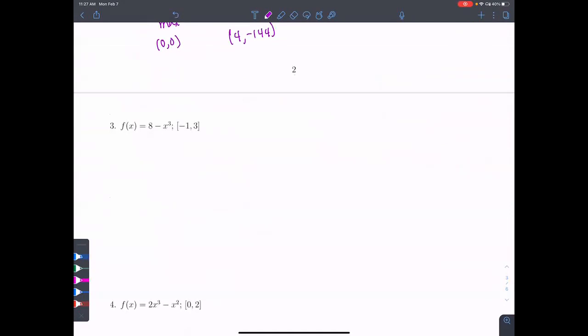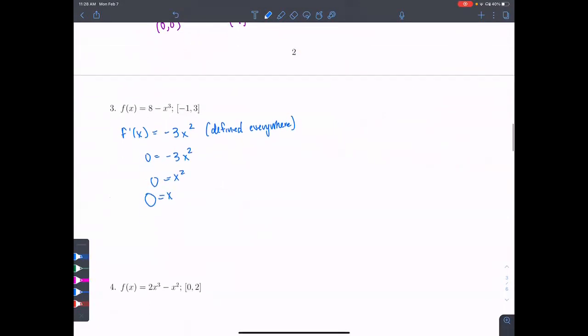Let's start there. We're going to take a derivative again to find a critical value. So f prime of x here, that 8 is 0, then this would be negative 3x squared. This is defined everywhere, so we don't have any places to worry about except the zeros. So we're going to set this equal to 0 and solve. So x squared is 0, so x is 0. And that's in our interval, so that's good. That's our critical value.